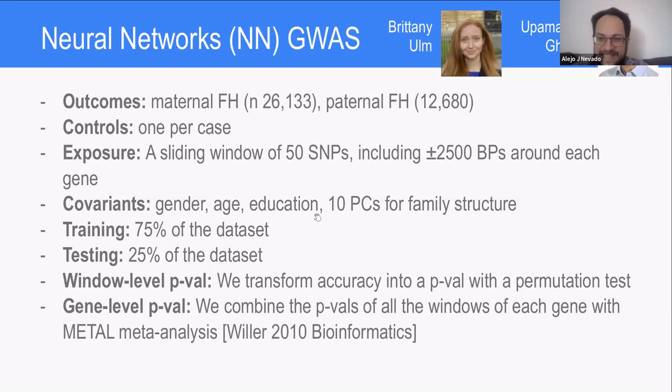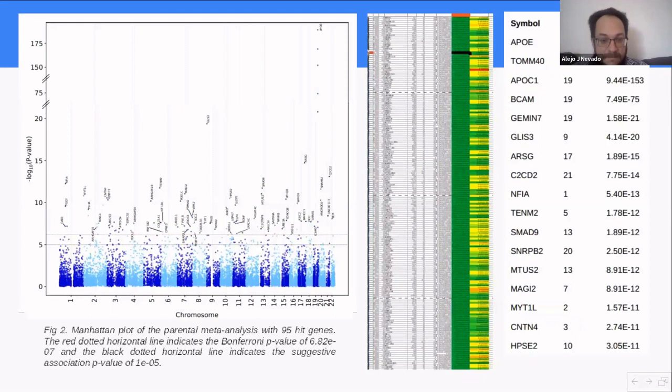This one, perfect. So here what you get in the end is a Manhattan plot that looks similar but a bit different to the Manhattan plot of a traditional GWAS. The Manhattan plot is this blue diagram on the left.